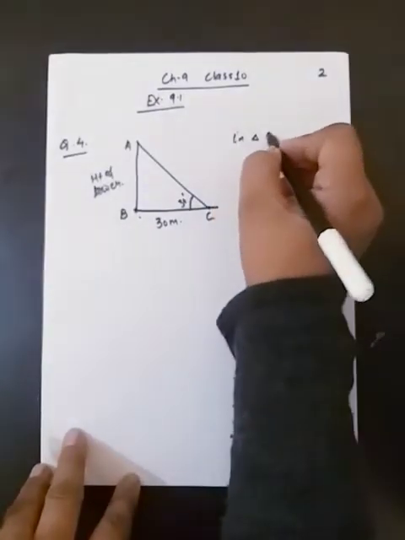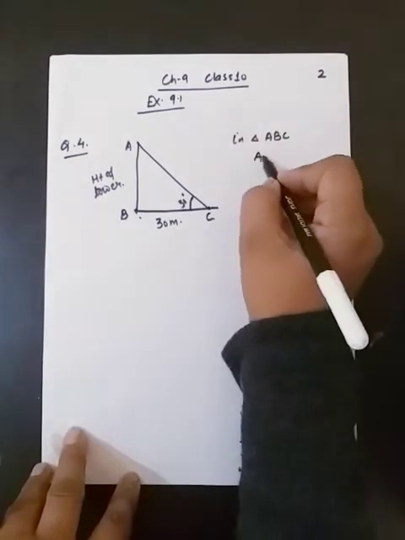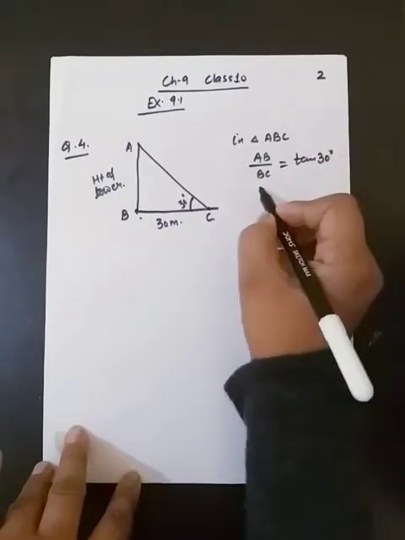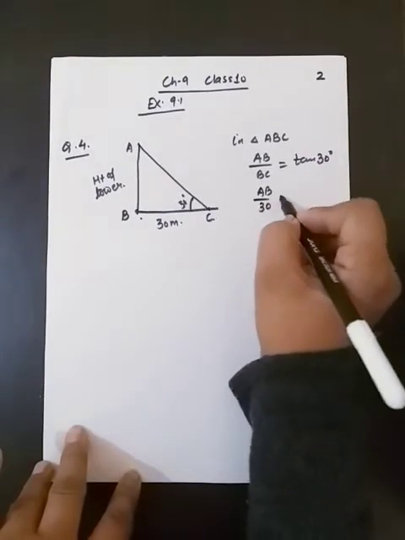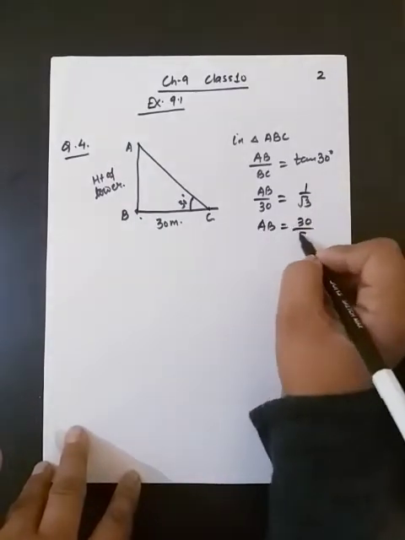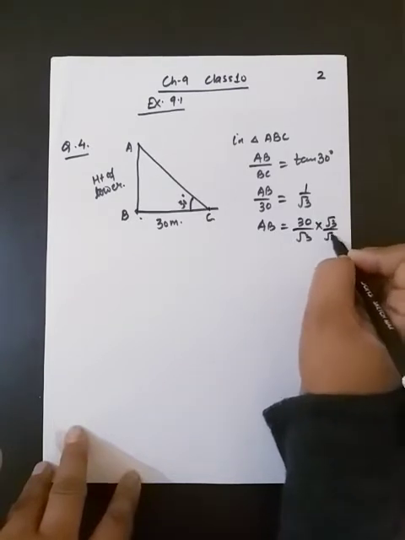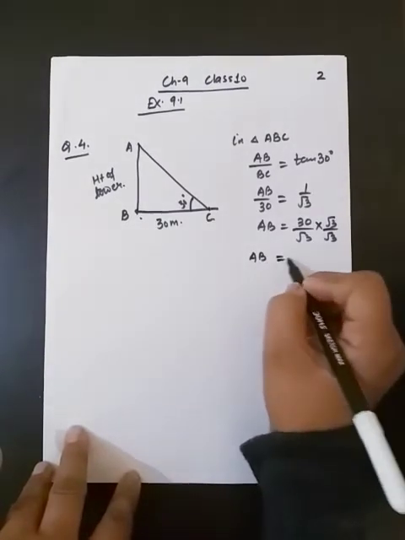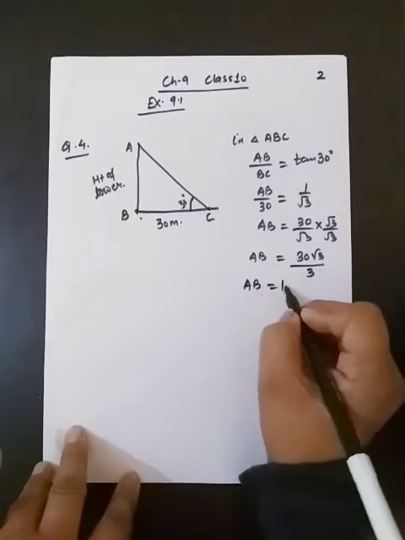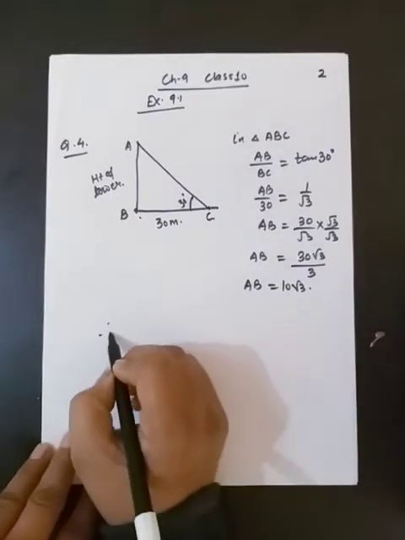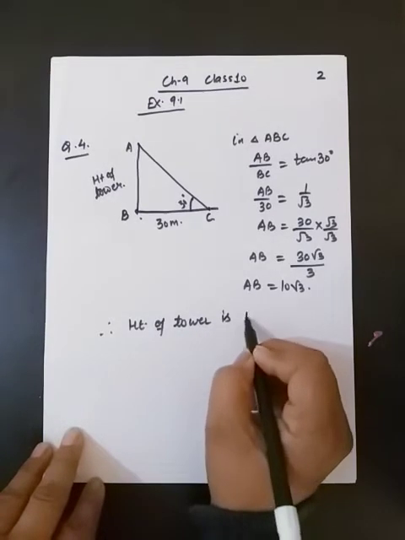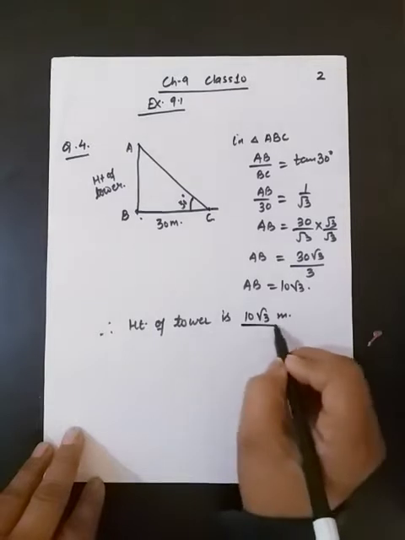So in triangle ABC, AB by BC is equal to tangent 30. So AB, BC is 30 and tangent 30 is 1 by root 3. So AB will be 30 by root 3. Rationalizing it, we will get AB 30 root 3 by 3 and we will get AB is equal to 10 root 3. So therefore height of tower is 10 root 3 meter.